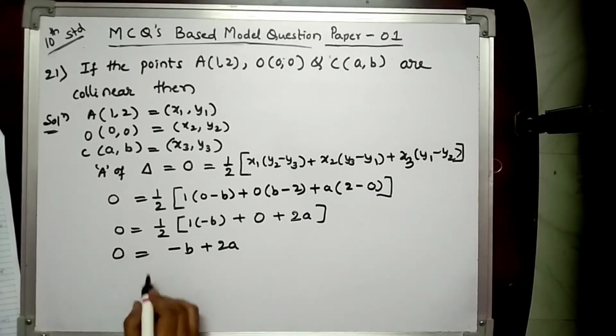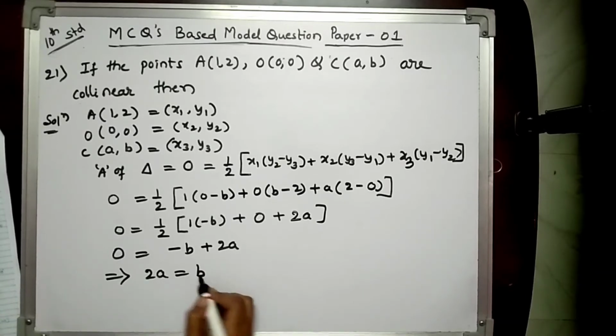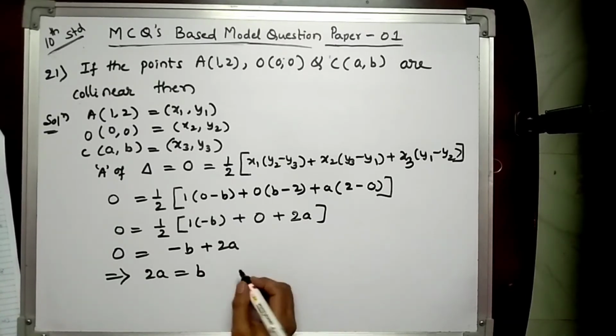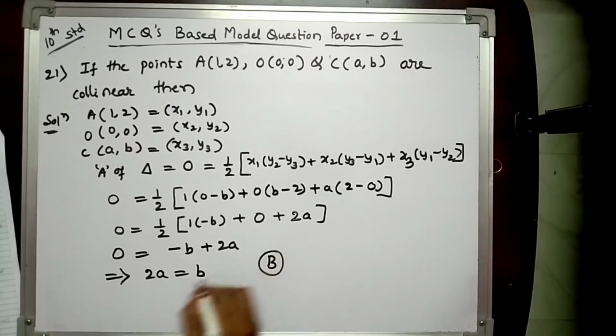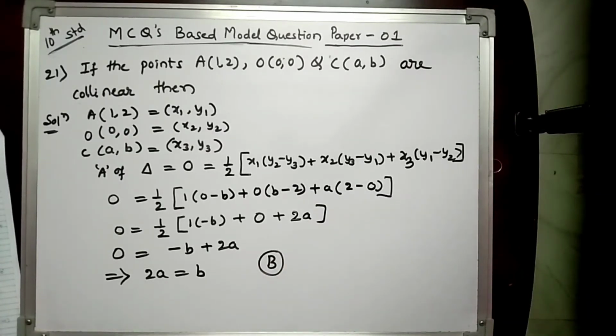Yes, you send b to this side. So 2a is equal to b. That is the answer, option B. So the value of b is 2a.